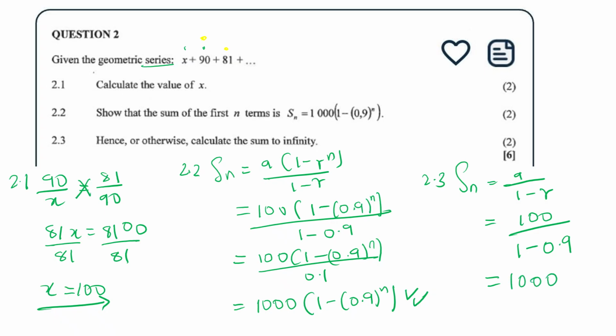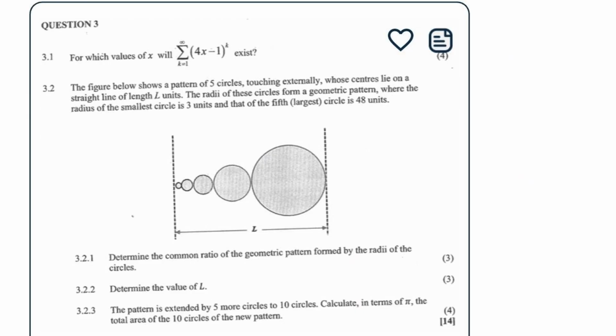So this is the sum to infinity. Good. Now let's go to the following question. Question 3. Right, therefore now 3.1, let's say, for which value of x will the sum from k equal to 1 to infinity of (4x minus 1) to the power k exist?